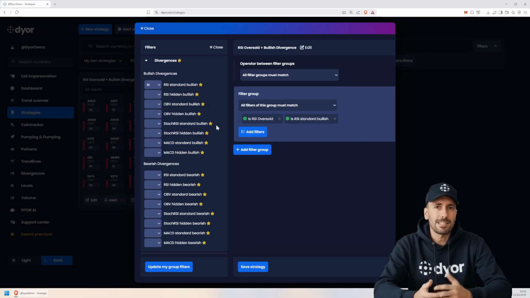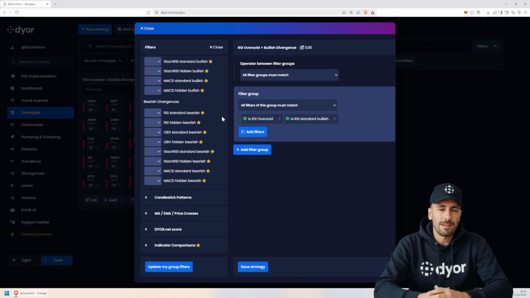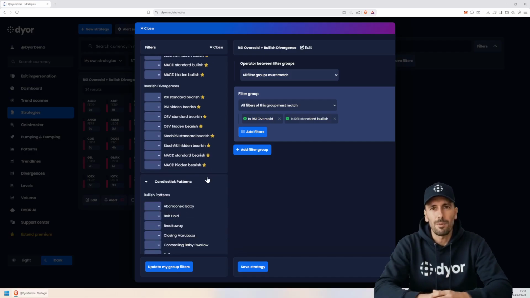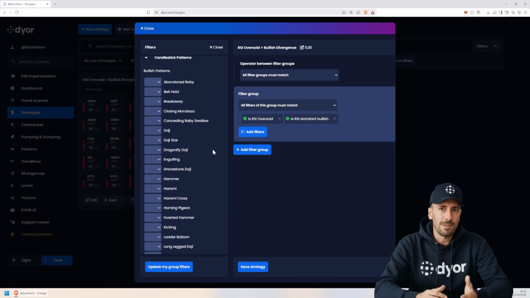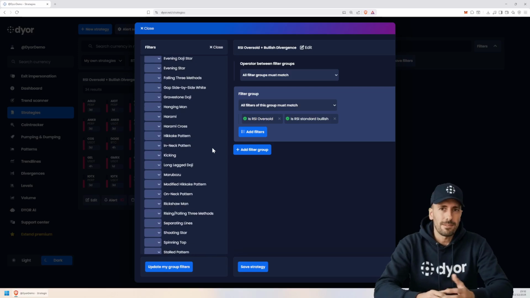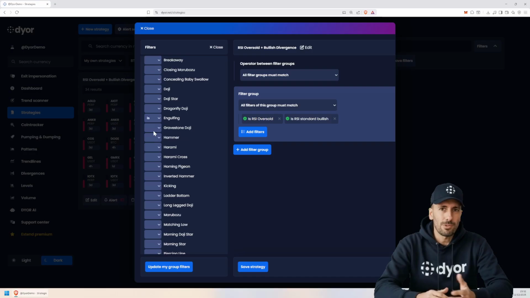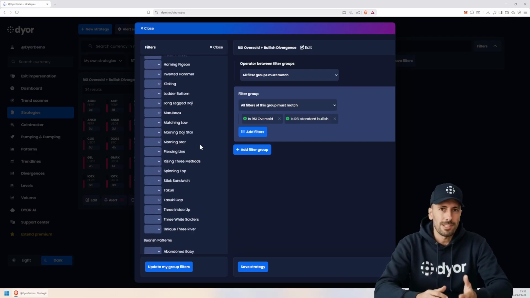Standard divergences hint at a potential trend reversal. Hidden divergences, on the other hand, usually signal a continuation of the current trend. They can be bullish, lines drawn below the price and indicator, or bearish, lines drawn above. Then we have candlestick patterns. I won't list them all right now, but just like with chart patterns, some indicate continuation and others signal reversal. For example, two of the most famous patterns for a bullish turnaround are the bullish engulfing and the hammer. I'll do a separate video explaining all the patterns shown here.